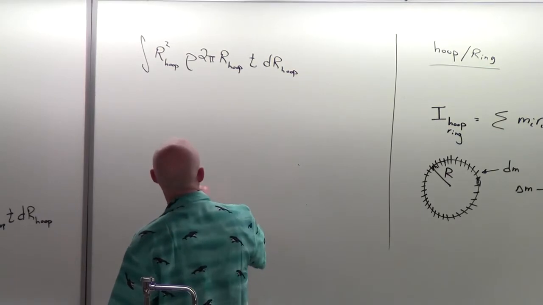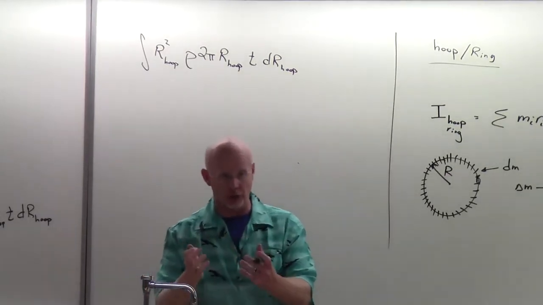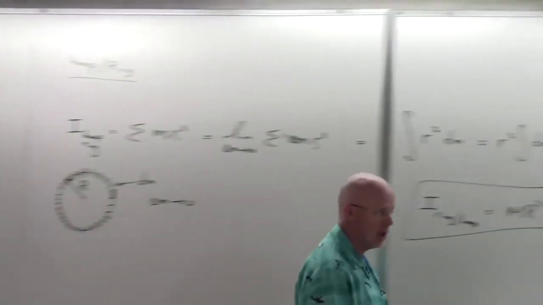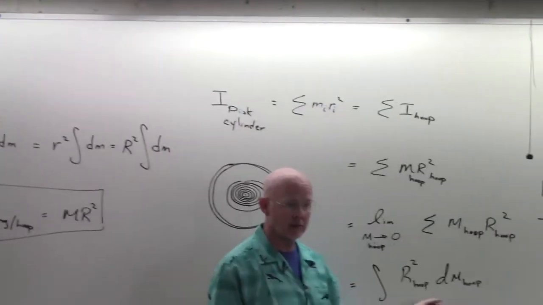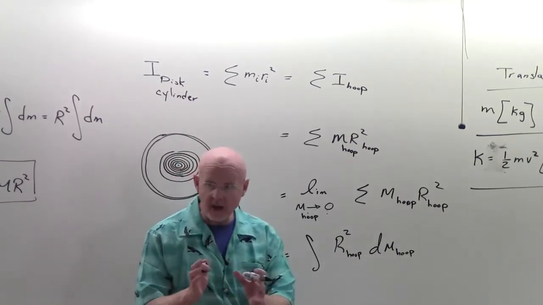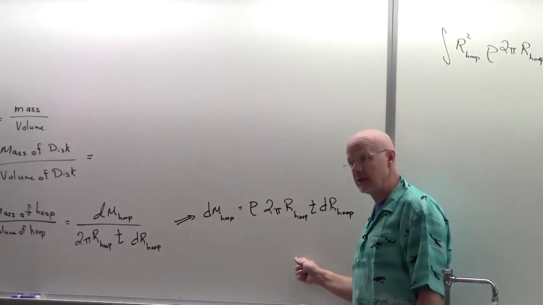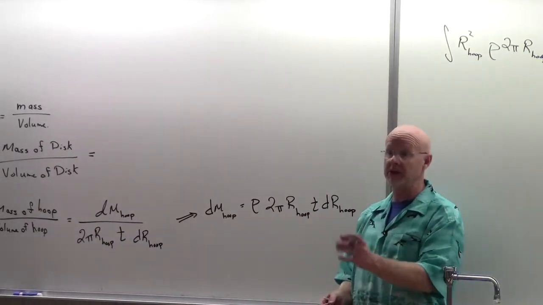But the nice thing about that is I have now changed it to an integral that I can actually do, because I needed to know how these two were connected together, right? How is dm related to dr? And I found it. Now I found it right here from the density in geometry. That was the big step.